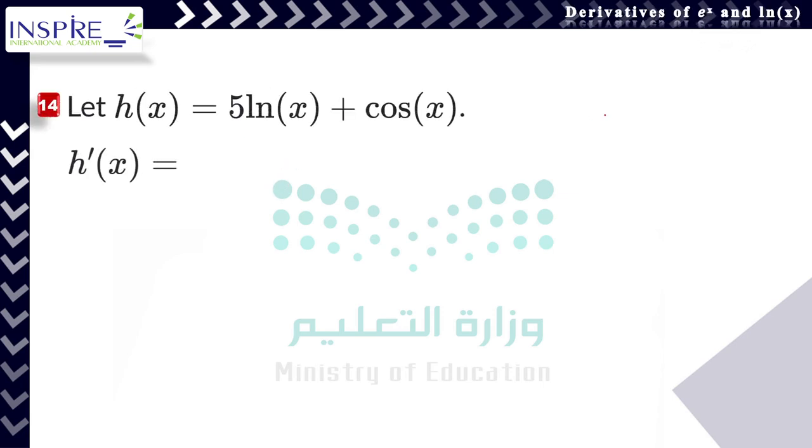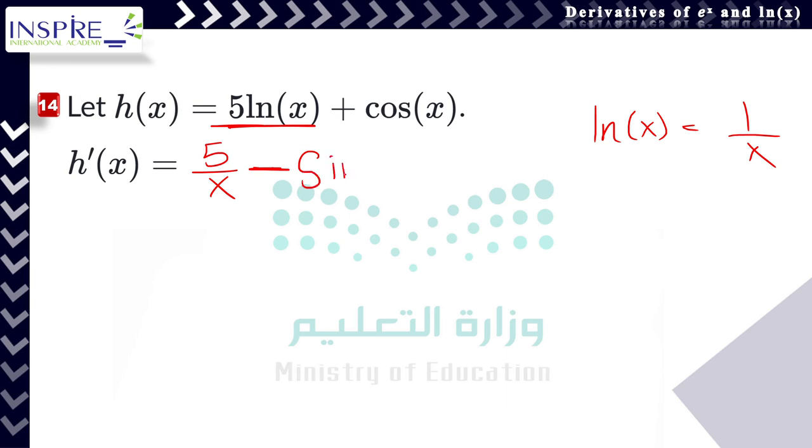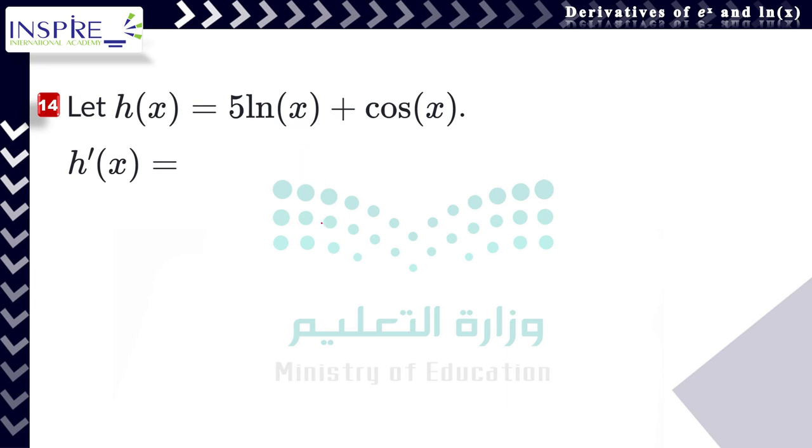Okay, you have a new function here, which is ln of x. What is the derivative of ln of x? It will be 1 over x. So how to get the derivative of 5 ln of x? It will be 5 times 1 over x, so it will be 5 over x. What is the derivative of cosine? Negative sine x. Okay.